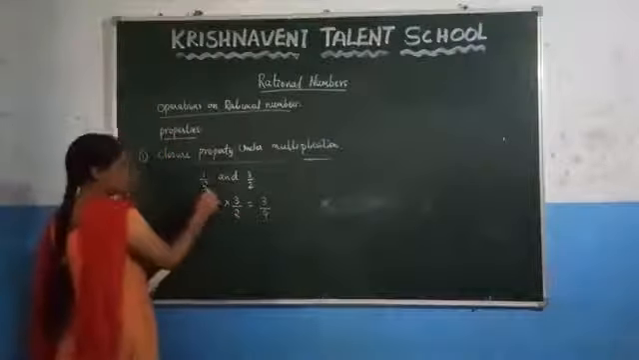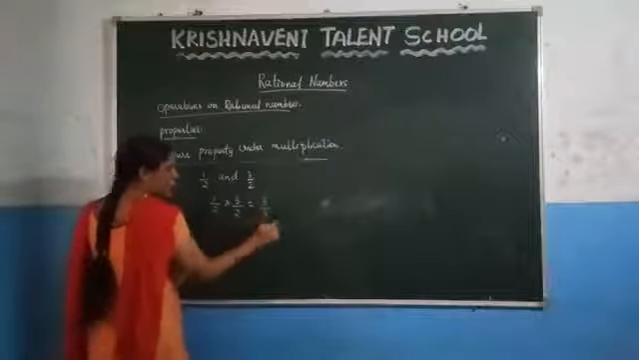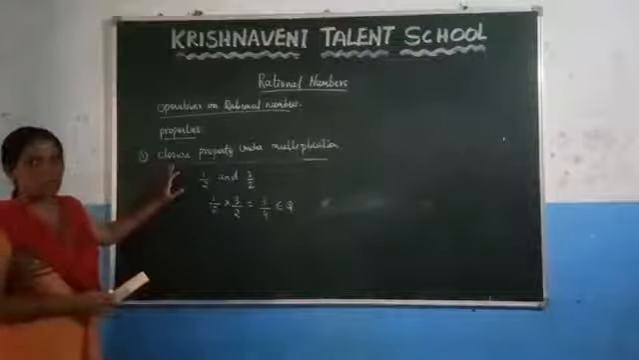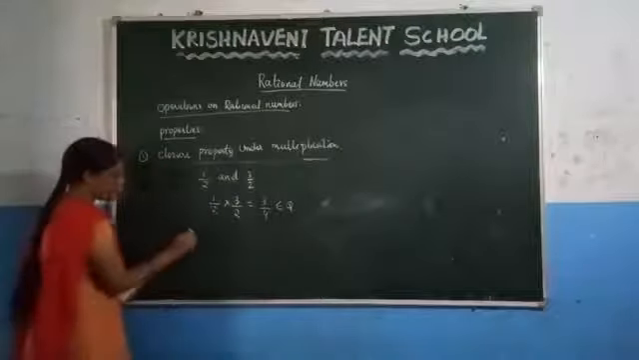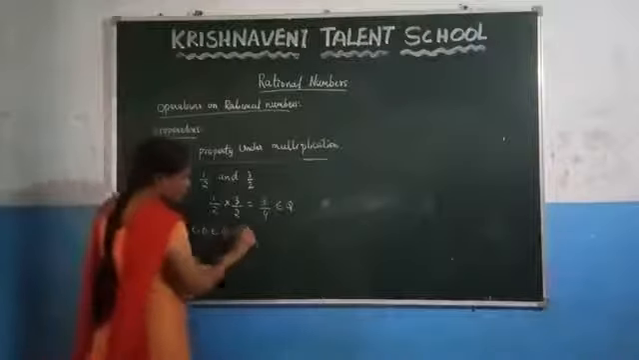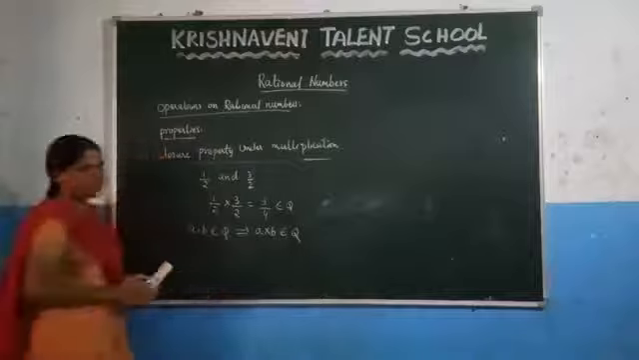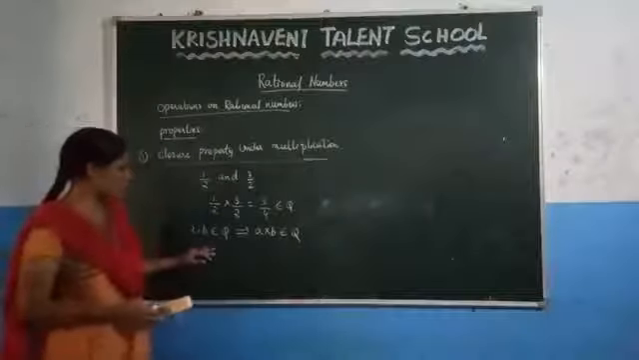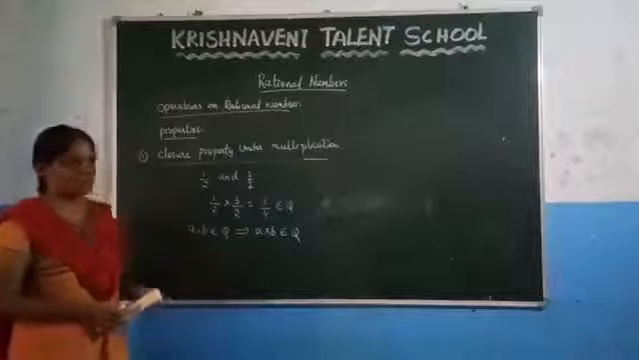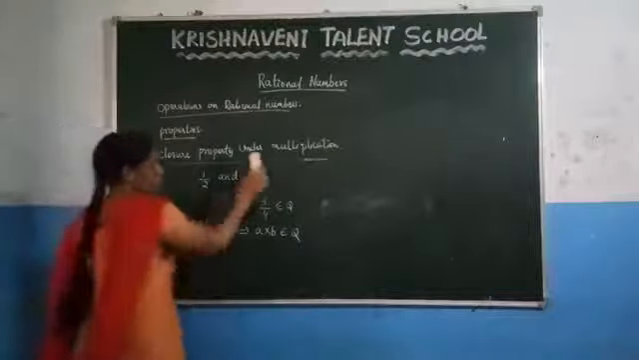So if you multiply two rational numbers, you get a result that is also a rational number. So we can say that the closure property holds good under multiplication. How do you define it? Let us consider two rational numbers a and b. Then it states that a into b also belongs to the rational numbers. That means if you multiply two rational numbers, you get a result that is also a rational number. So we can state that the closure property holds good under multiplication.